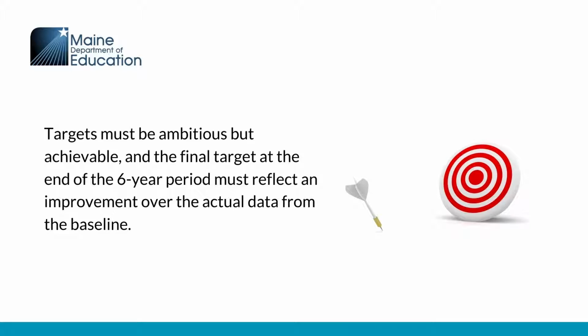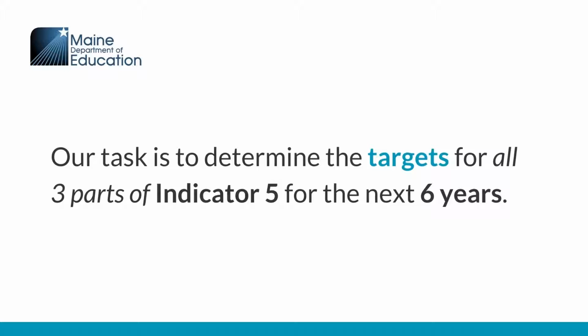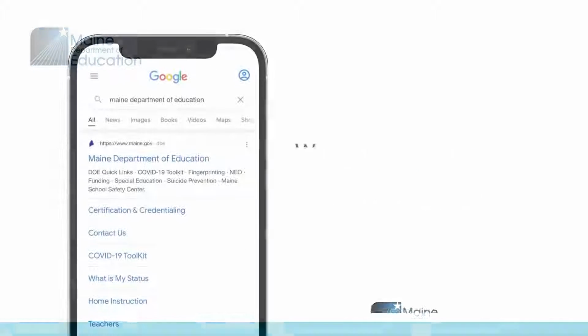Targets must be ambitious but achievable, and the final target at the end of the 6-year period must reflect an improvement over the actual data from the baseline. Our task is to determine the targets for all 3 parts of Indicator 5 for the next 6 years.